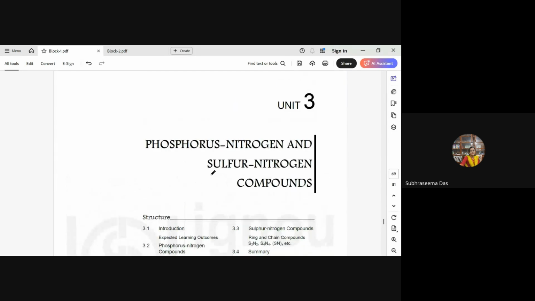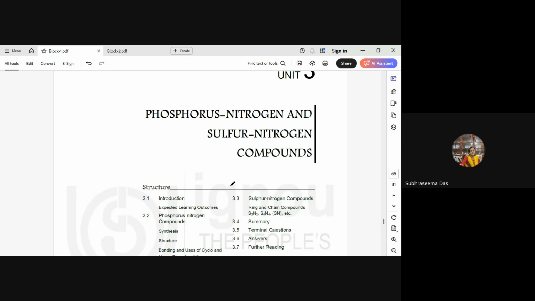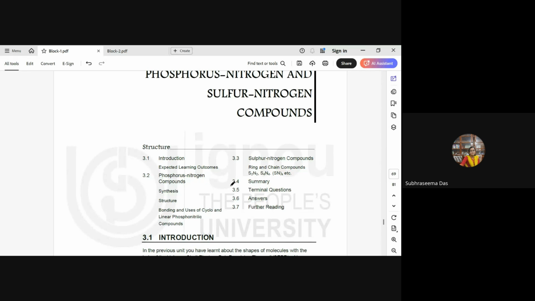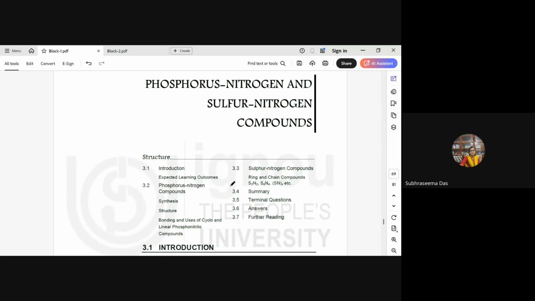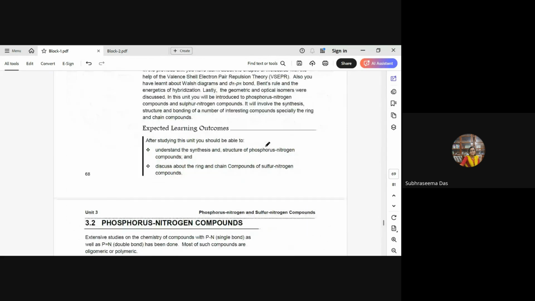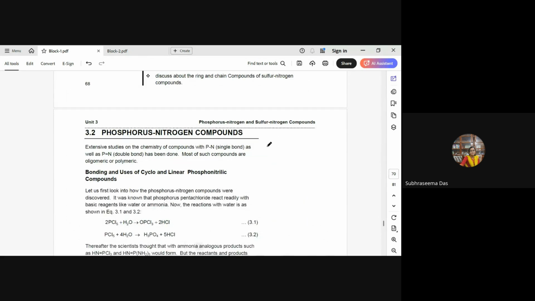Now we will start with the third unit, which deals with phosphorus nitrogen and sulfur nitrogen compounds. Here we will first talk about the bonding between phosphorus and nitrogen, followed by sulfur and nitrogen. So first we begin with the phosphorus nitrogen compounds. They can exist either with a P-N single bond or a P=N double bond.